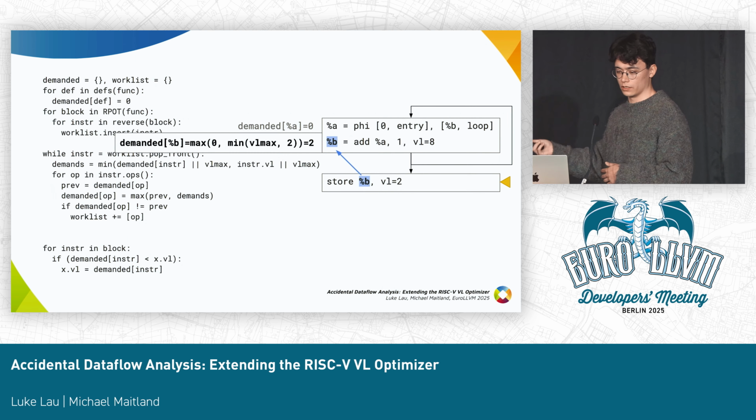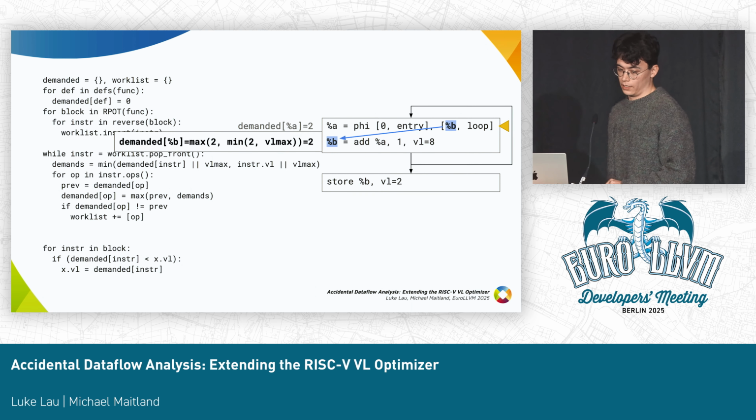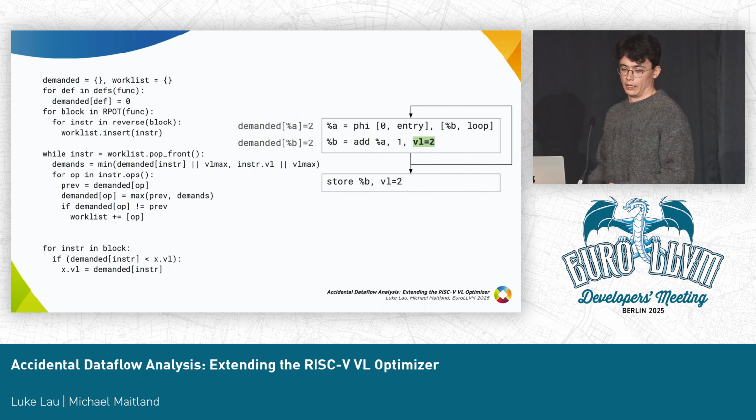So in this case, we'll visit the store and then say, hey, I need a VL of 2. I need 2 elements. It'll propagate that up to the demanded VL of its input B, and then B will do the same in turn, propagate that up to the phi, and then because B is an input to the phi node as well, it'll go back around. But here, because nothing changed ultimately, we've reached a stable fixed point, and the algorithm will terminate. So that's great. We were able to handle these nice general cases. And of course, we have to go ahead and do the actual mutation.